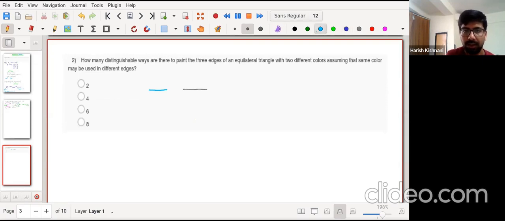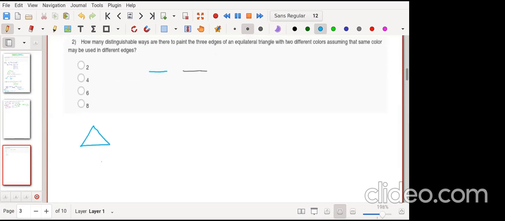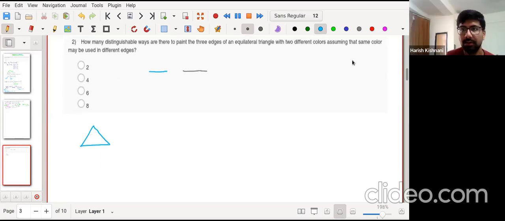So first of all, this is a choice. You can map all three sides or edges with the same color, right? So this is choice number one. I'm using the same color. This is choice number one.